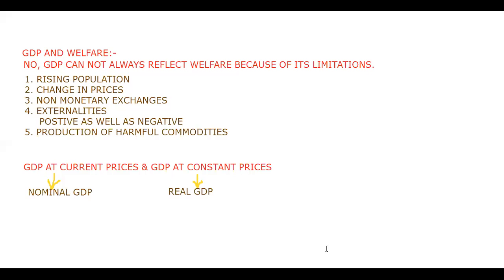See, in nominal GDP, we compute the GDP with current prices, and in real GDP, we take the value of the base year for calculating the real GDP. So in real GDP, what we do is take the production in the current year multiplied by the base year price. You will definitely get real GDP from this. सीधा सीधा real GDP आ जाएगा आपके पास.